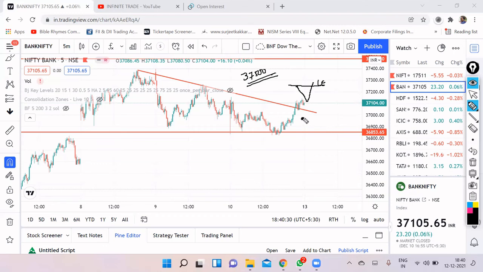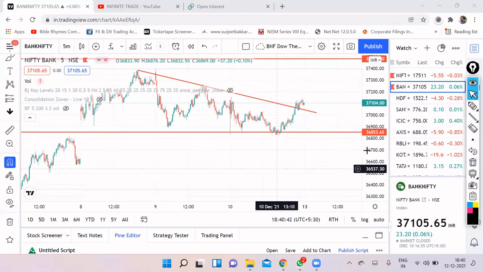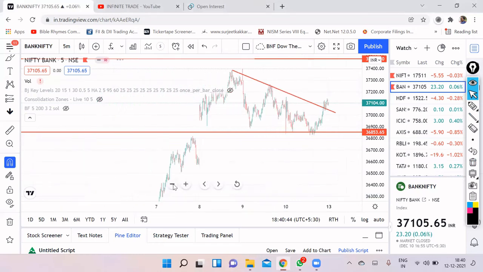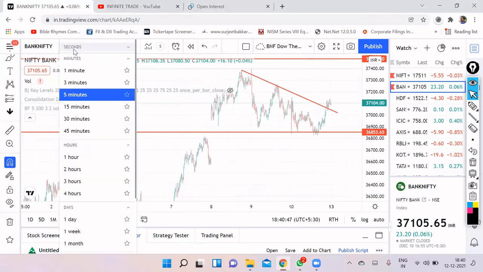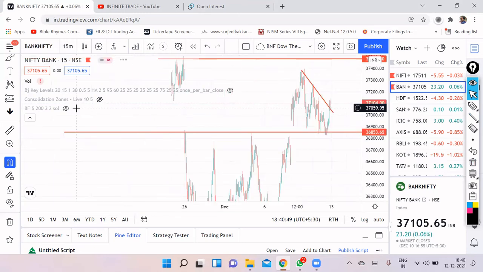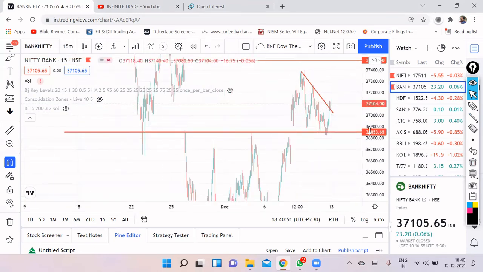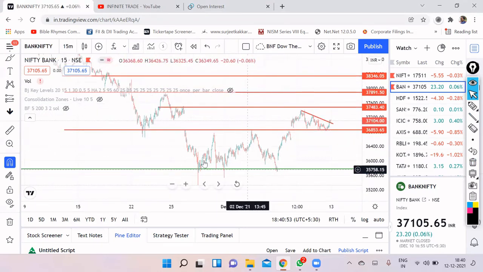In case of gap down, don't do anything, just see what it is doing at this place. If it is spending time and then giving a breakdown, definitely we can buy a put. So why is Bank Nifty not trying to get inside this area? If you zoom out and see, let me just change this to a 15 minutes time frame. So if you see, this is a very big range.